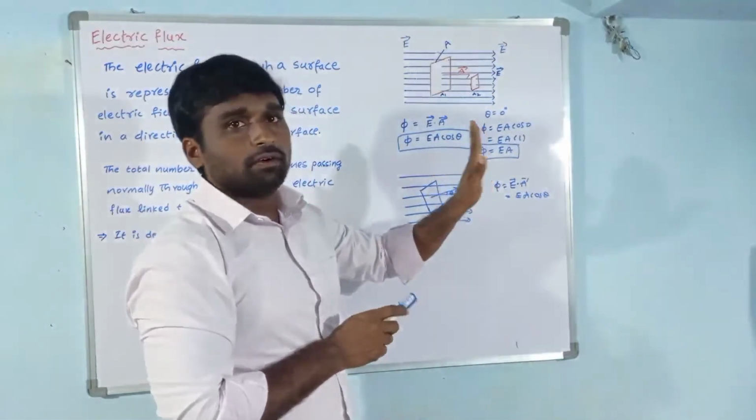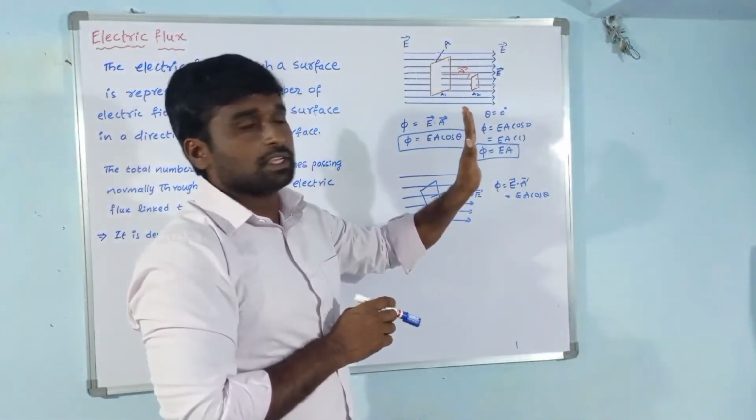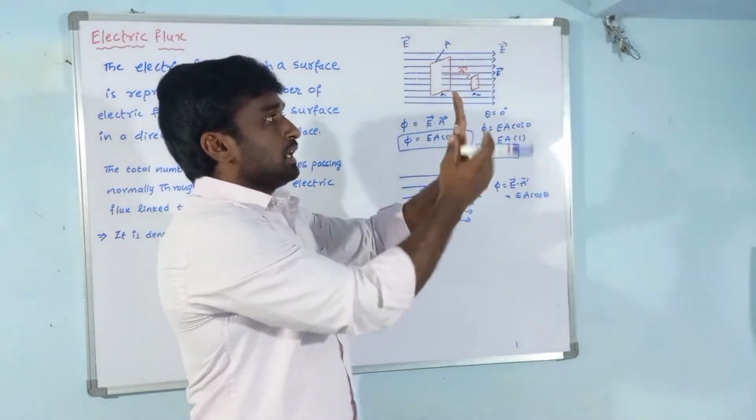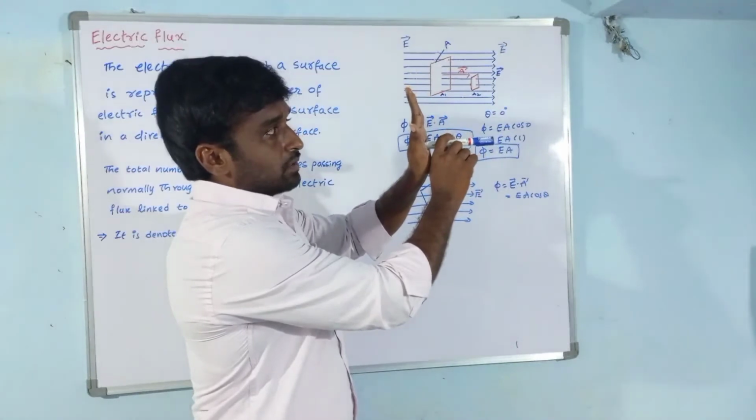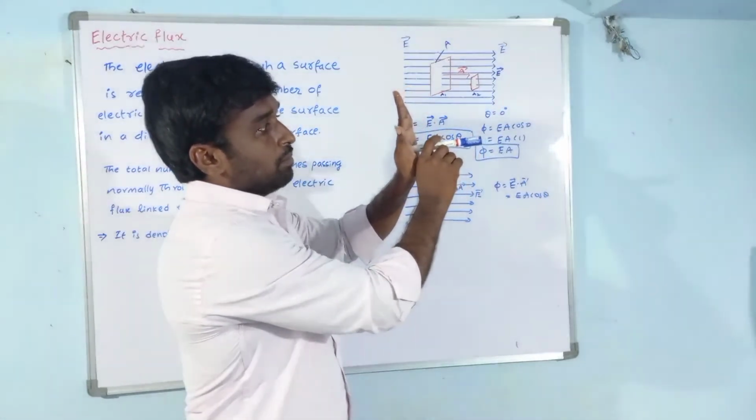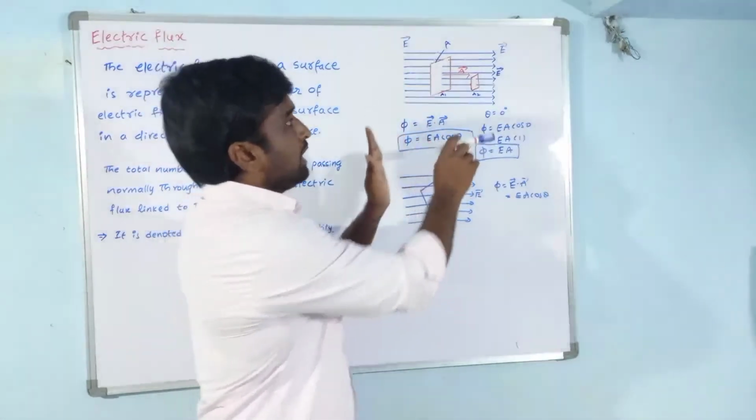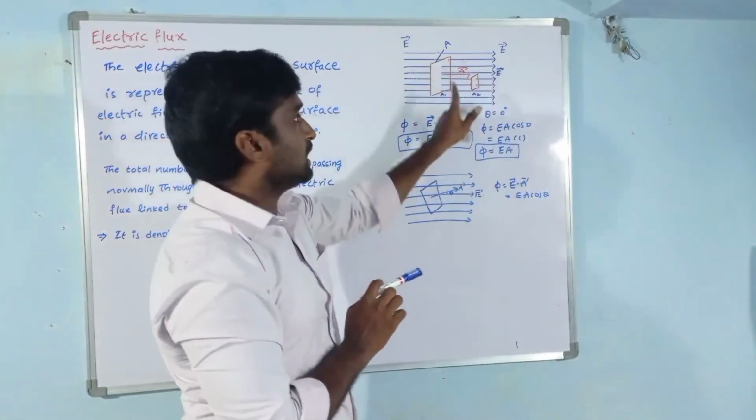When we take a plane surface like this, we should not take only the area surface, we have to consider the area vector. What is the angle between the area vector and the electric field? That is 0 degrees.